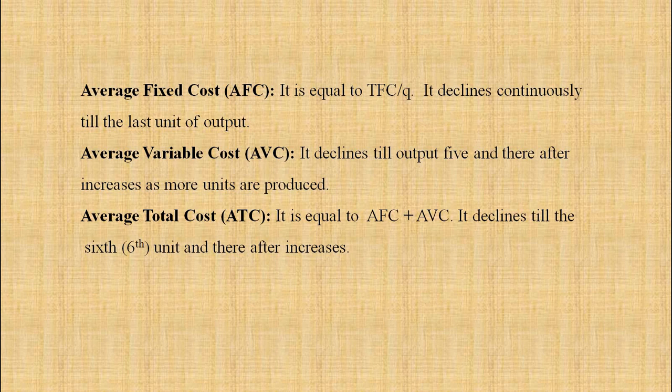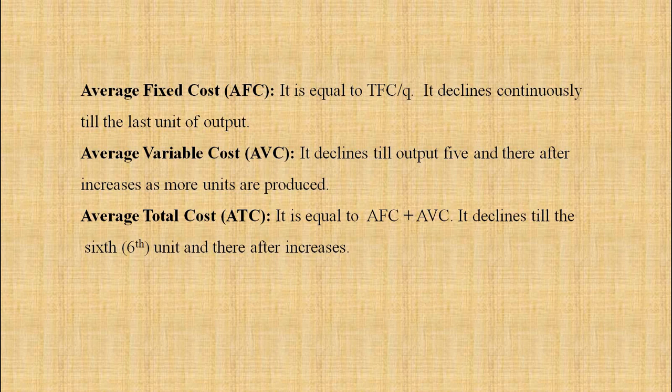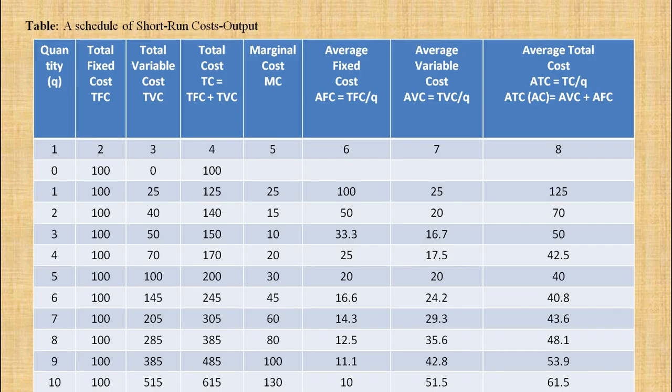Average total cost, that is ATC, is equal to AFC plus AVC. It declines till the 6th unit and thereafter it increases. This is what you have to understand in part 1. This is the explanation about this table.